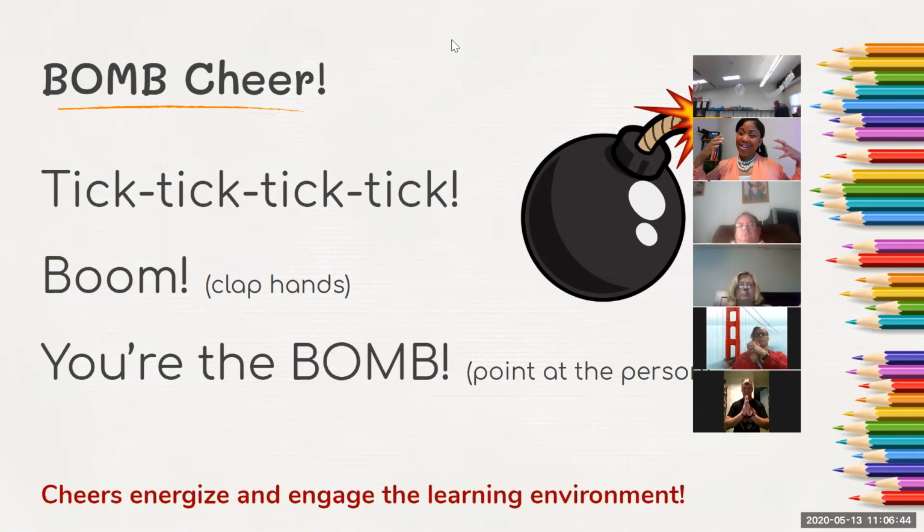That puts energy in your room. That helps build a culture. And that helps keep your teaching engaging. So great job to everybody who just shared out.